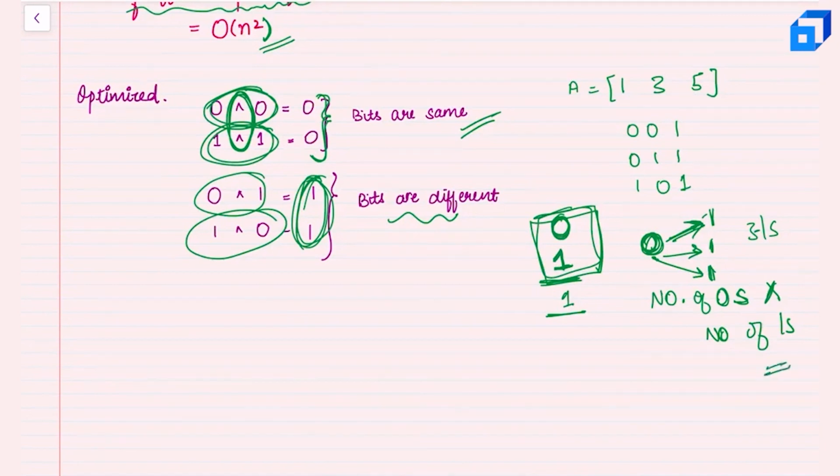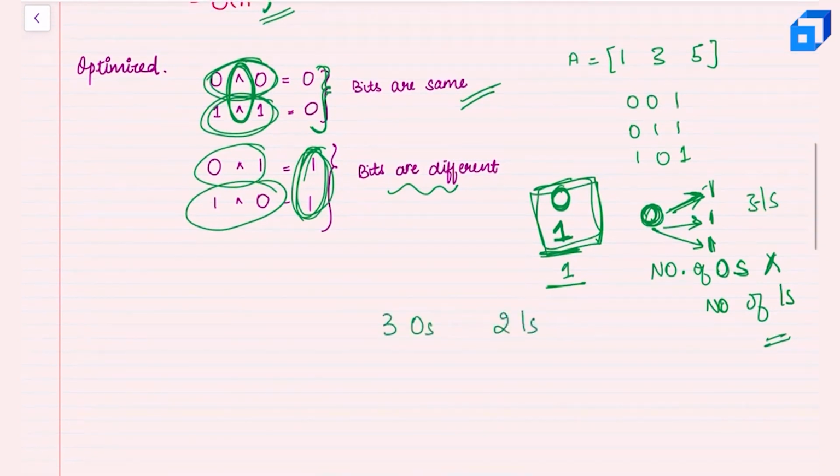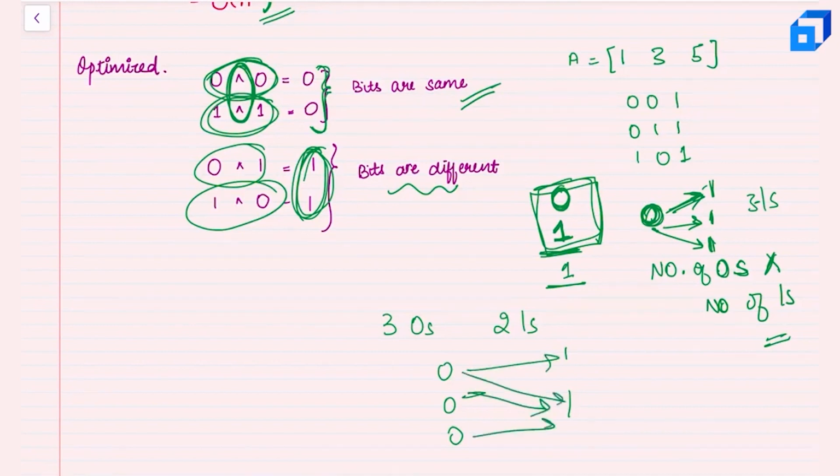So basically, if I have 3 zeros and 2 ones, what will I be doing? I'll be associating all the 3 zeros with all the ones, right? I'll be doing this, isn't it? So I'll be associating all of them. Essentially, I'm multiplying: 3 into 2, that means 6. 6 times they'll be associated, and that means 6 ones will be contributed, right?